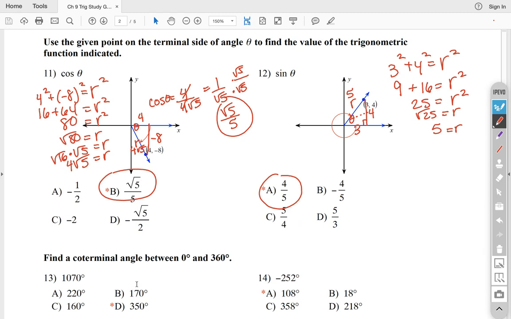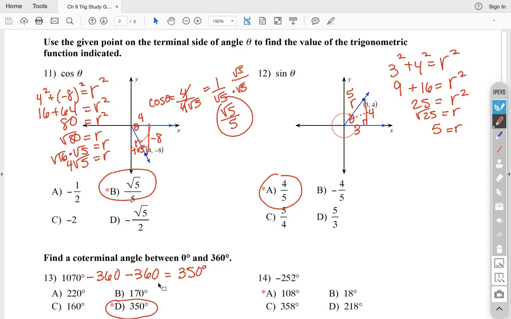Okay, number 13, coterminal angle. If it's a big angle, you're going to subtract 360 as many times as you want until you get an answer between 0 and 360. If it's negative and low, you're going to add 360. So let's subtract 360, but when we do that, that's not enough, so we're going to subtract it twice. When we subtract 360 twice, we get an answer of 350. Now 350 is between 0 and 360, so we're good.